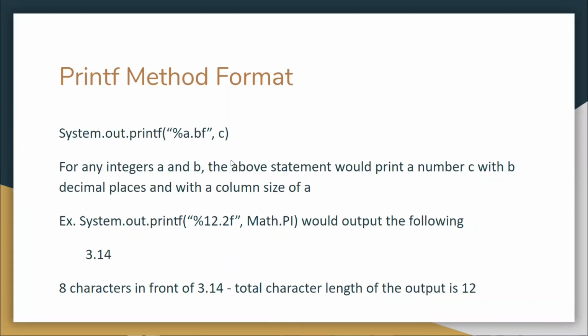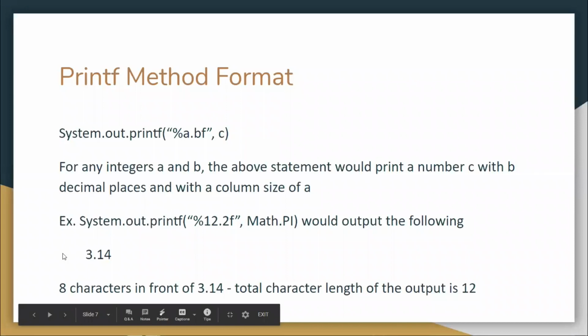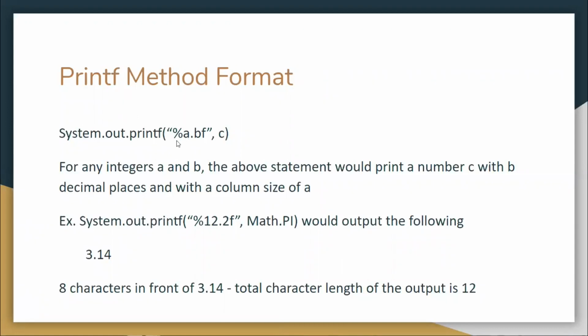An additional thing would be that a lot of the time you don't need to restrict the column size. So if we would want to output it as normal, like not restricting it and outputting it just at the front without any spaces at the front, we would just omit the a and it would be "%.bf", comma c, in which the b would determine how many decimal places c is restricted to. So I'll show you an example of this, I guess.